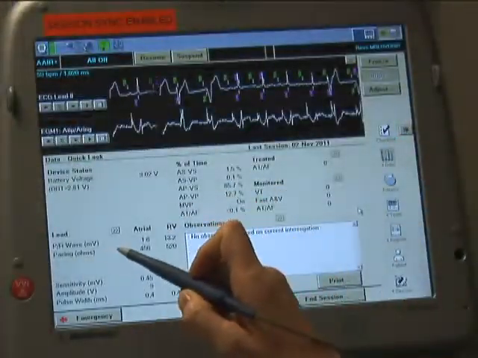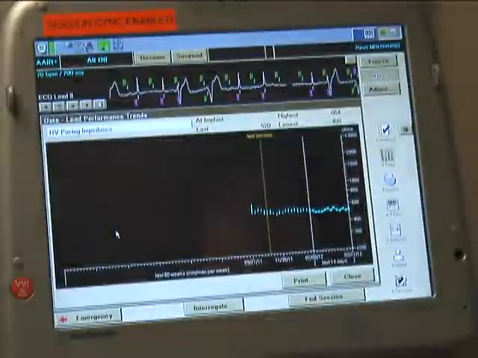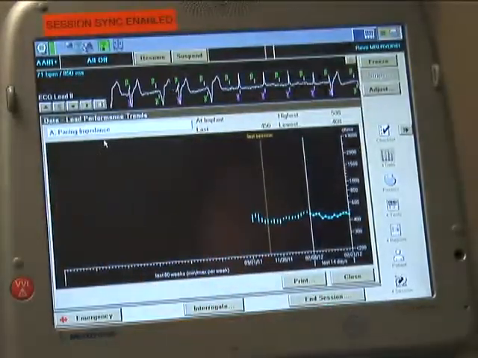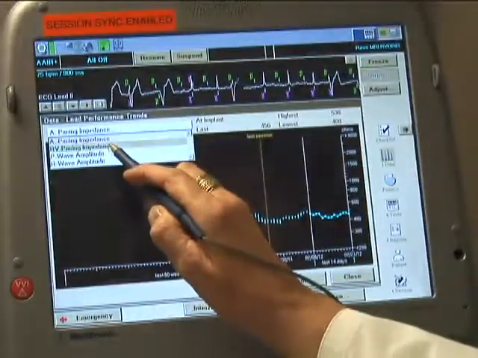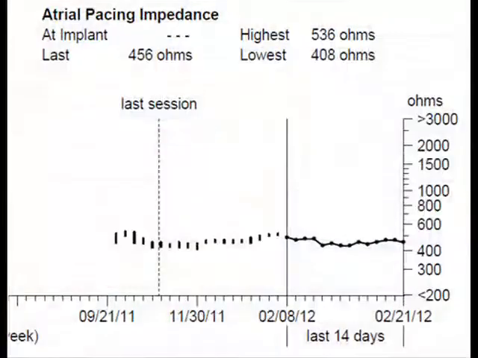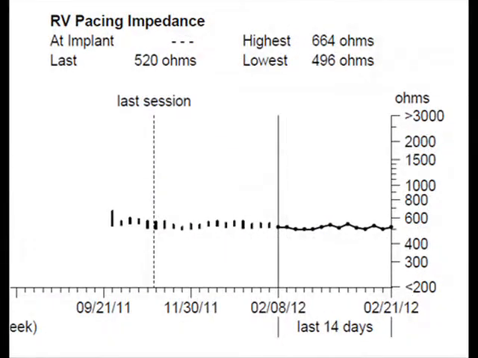Lead impedances, values, and graphed trends are viewed next. The graph should form a relatively straight line. If there was an abrupt increase, this could indicate a lead fracture, and a decrease could indicate an insulation breach. Printouts may be easier to read for the atrial lead and for the ventricular lead.